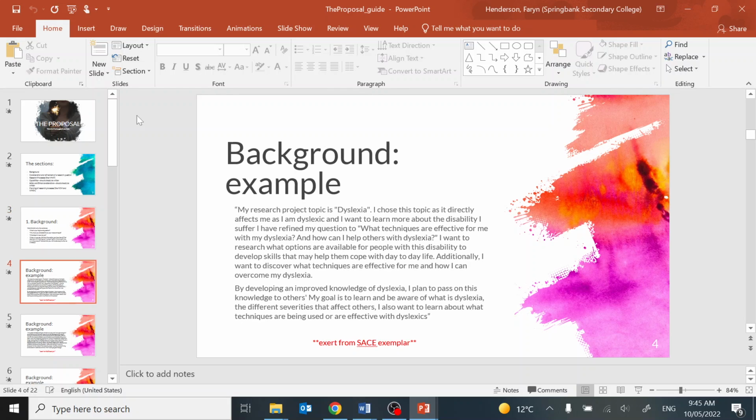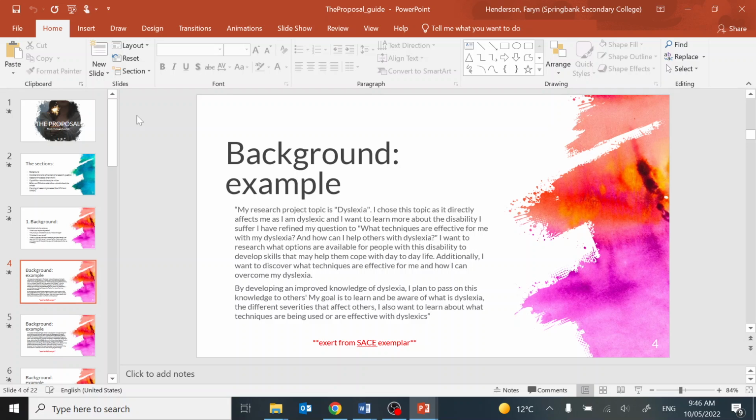All right. So this is an excerpt from a SACE exemplar. This is I chose this topic directly because it directly affects me, as I said. And then they talk about what their question is. They want to talk about what they want to do with the information and what they're hoping to achieve from their research question. Okay, so this is a really cool exemplar.